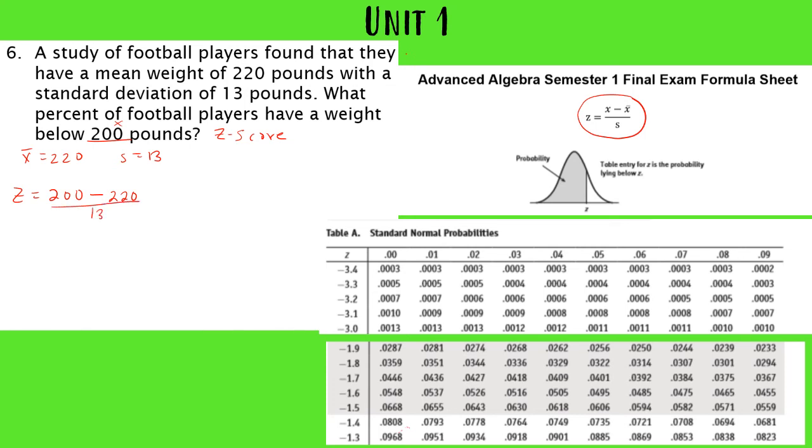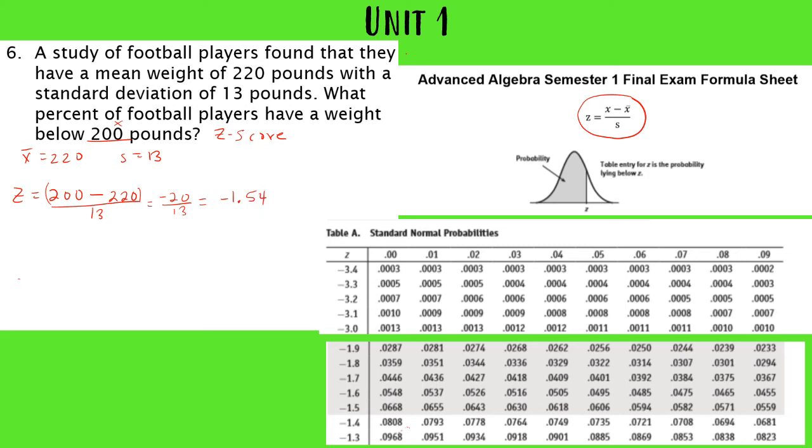And then as a reminder, when you do these problems, you want to make sure that you put the top in parentheses if you're going to use a graphing calculator or a calculator at all. And you would get negative 20 divided by 13, which gives you a z-score of negative 1.54.